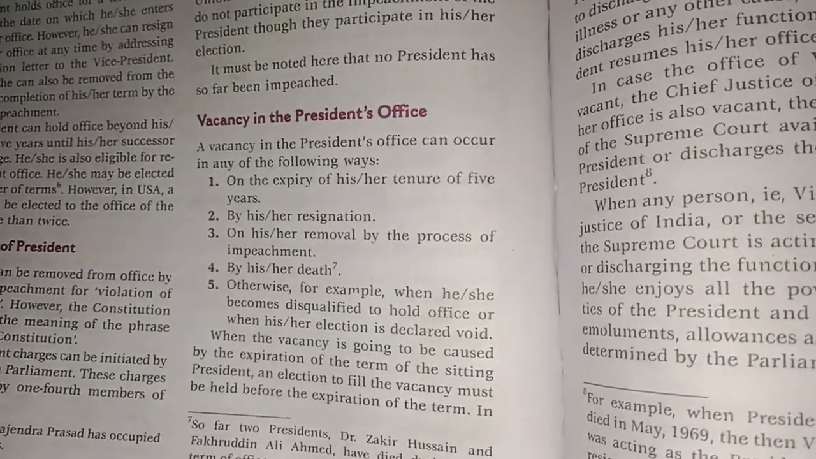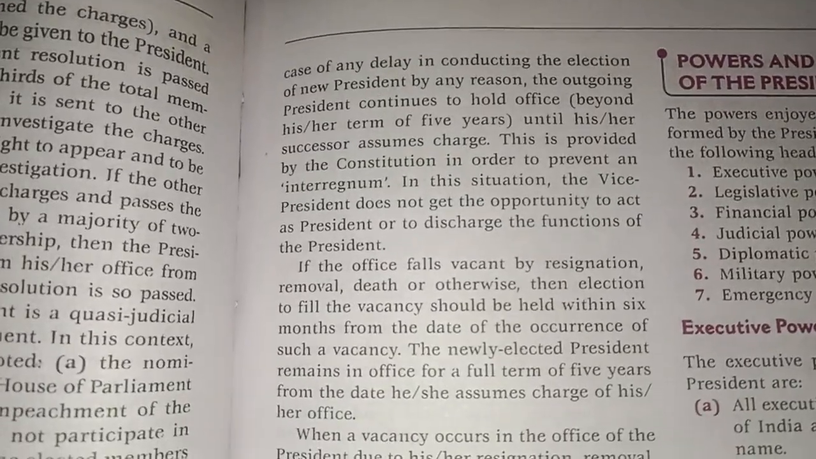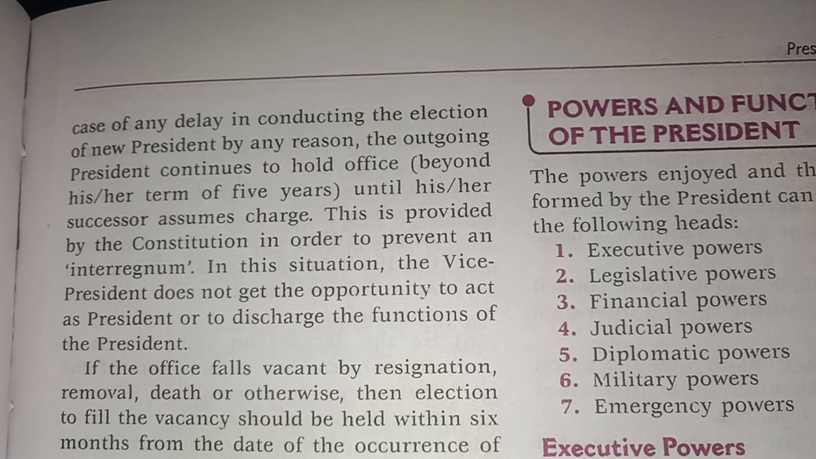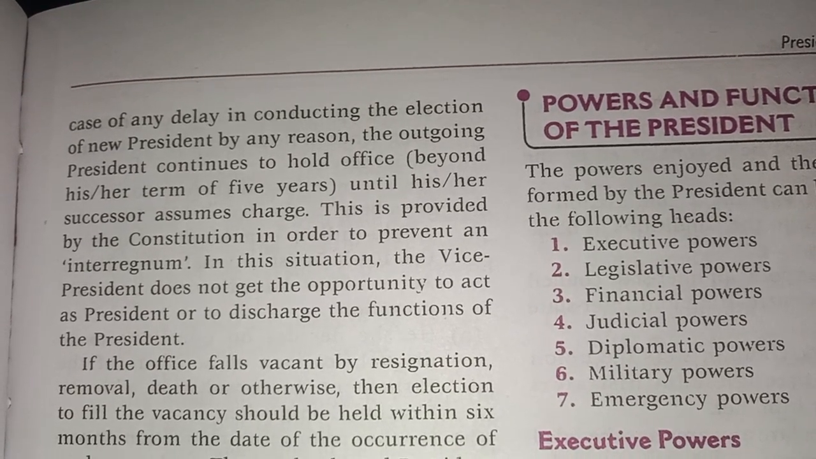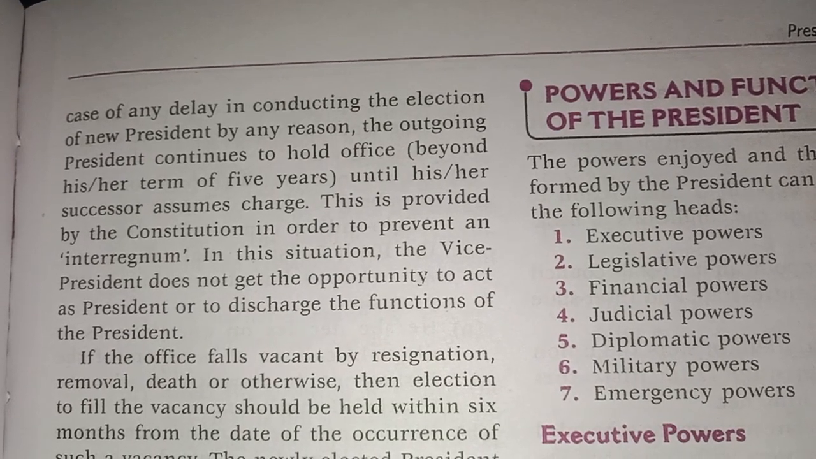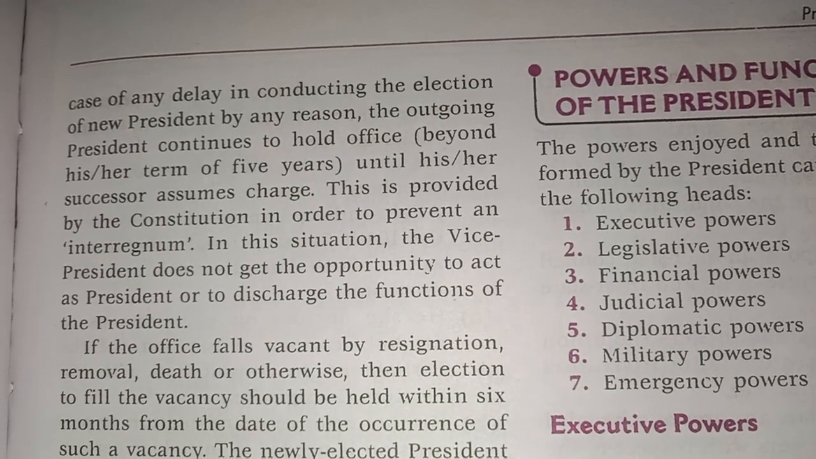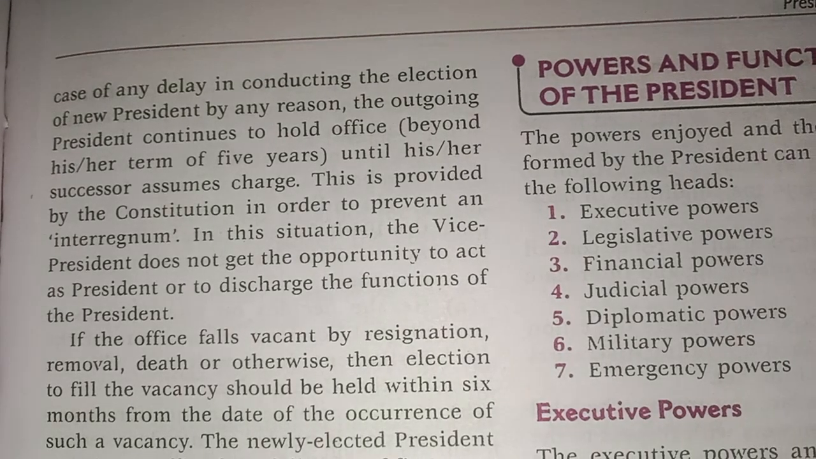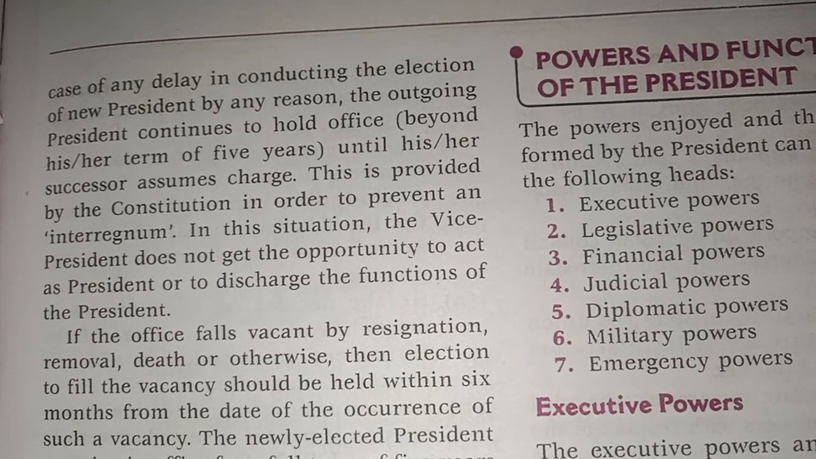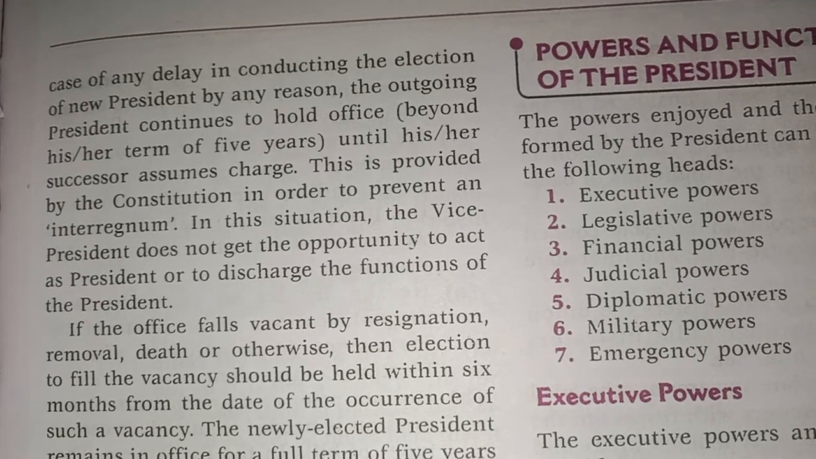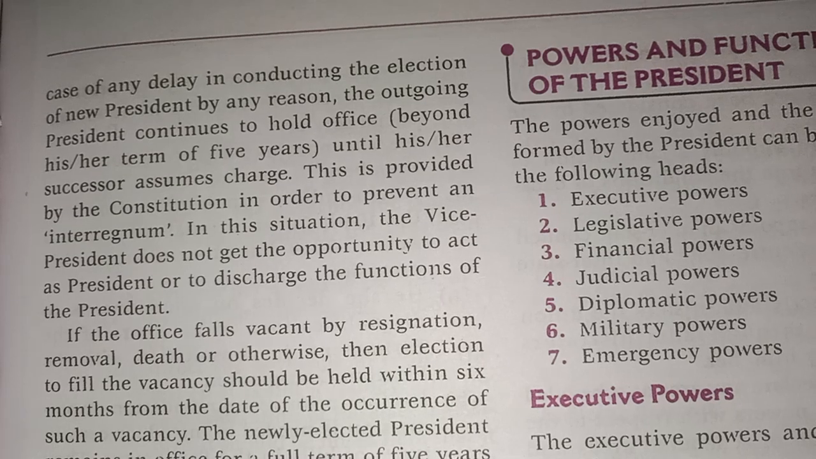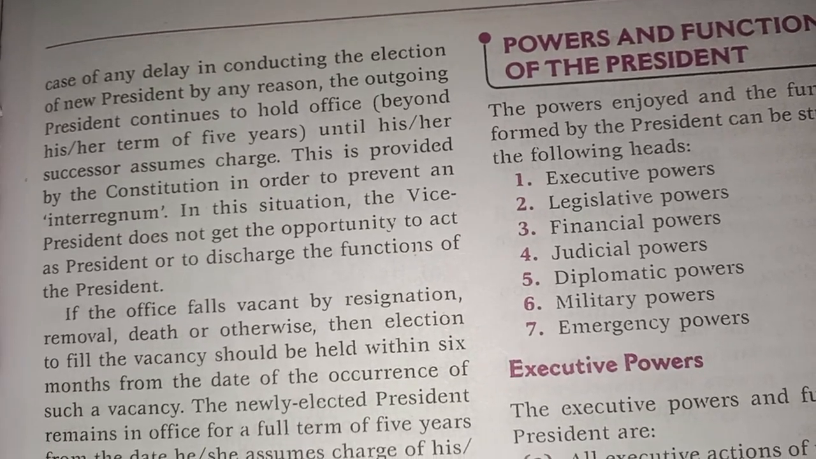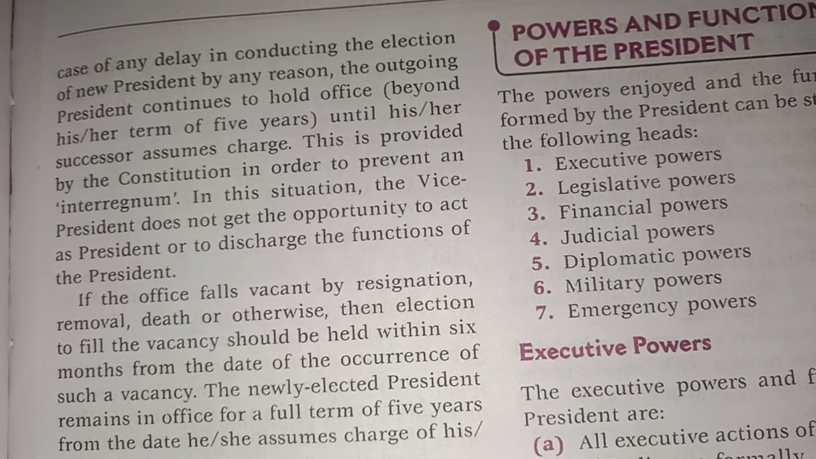Vacancy in the President's office: case of delay. In case of any delay in conducting the election of the new President for any reason, the outgoing President continues to hold office beyond his or her term of 5 years until his or her successor assumes charge. This is provided by the Constitution in order to prevent an interregnum. In this situation, the Vice President does not get the opportunity to act as President or to discharge the functions of the President.